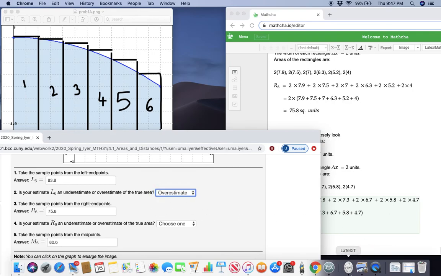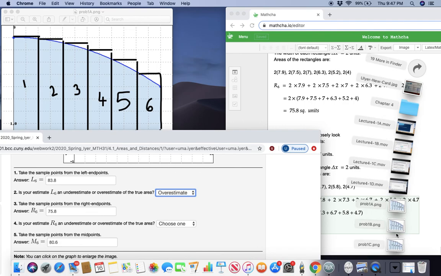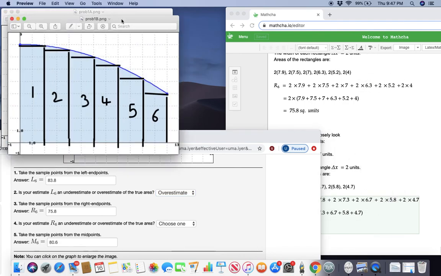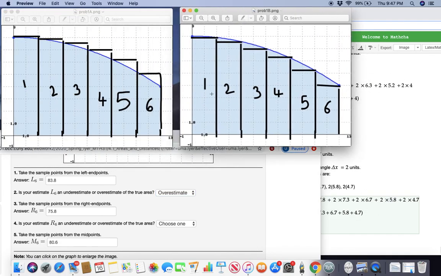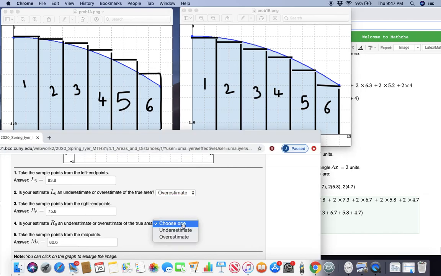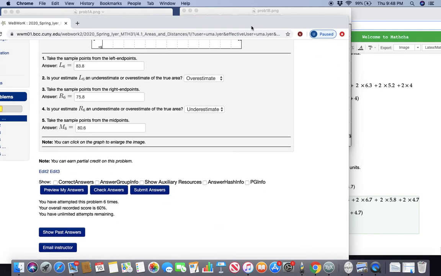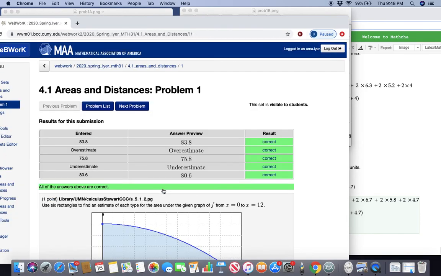Okay. Whereas the next one, using right endpoints, all my rectangles are below the curve. So I'm getting less of an area. So the next one is an underestimate. All right. So that's all. It's all correct. Until next problem.